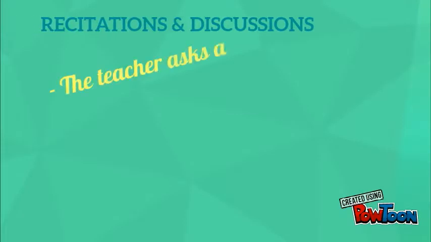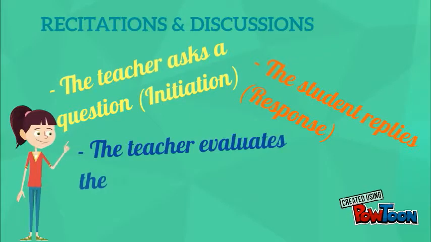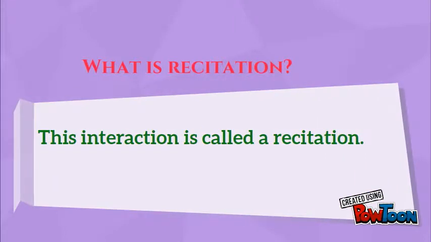In a classroom setting, the teacher asks a question, which is an initiation, the student replies, which is a response, and the teacher evaluates the response, which is an evaluation. This interaction is called a recitation. It is very much like a question and answer session.